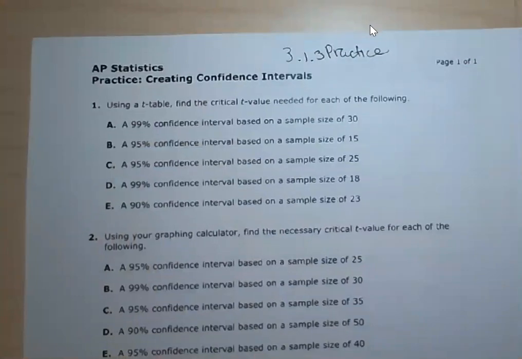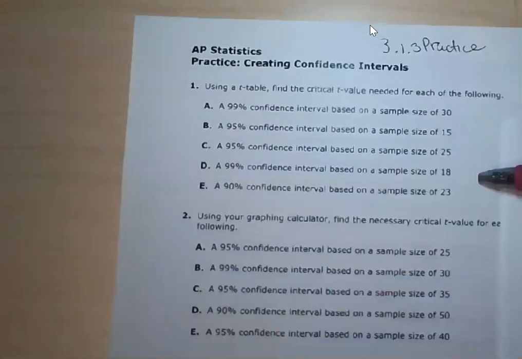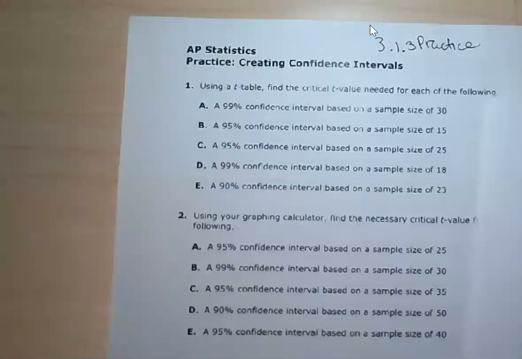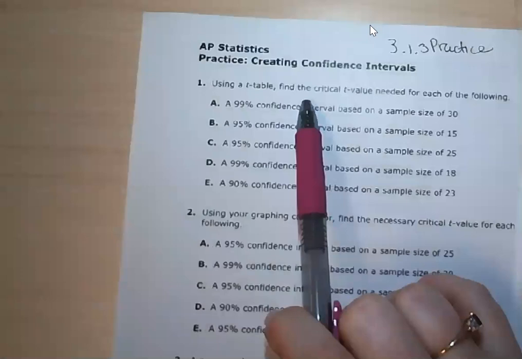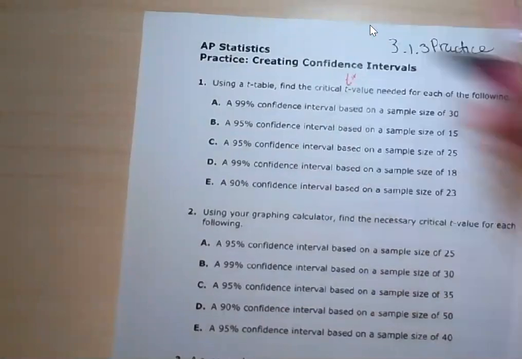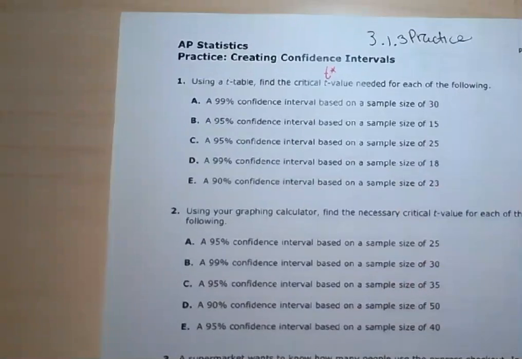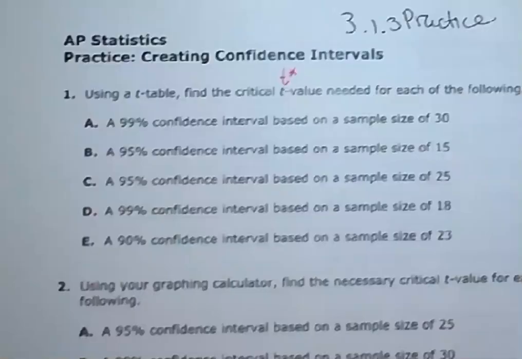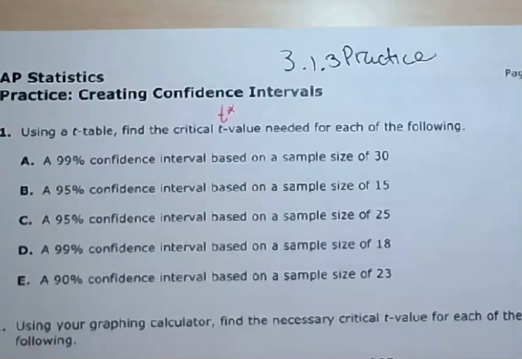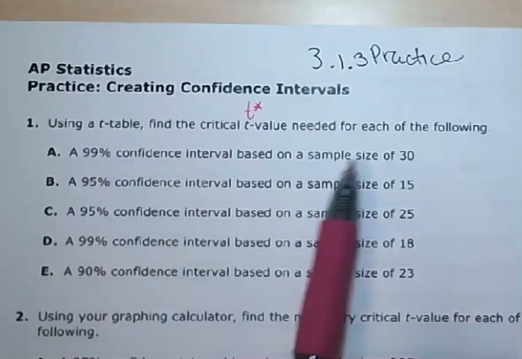So on this one, the first set of questions, A through E, we're going to use our t-table, which I have right over here. I'm going to use my t-table to find the critical t-values. Those are our t-stars needed for each of the following. So let me zoom in a little bit here. All right. So the first one, we need to find the critical t-value or the t-star for a 99% confidence interval based on a sample size of 30.